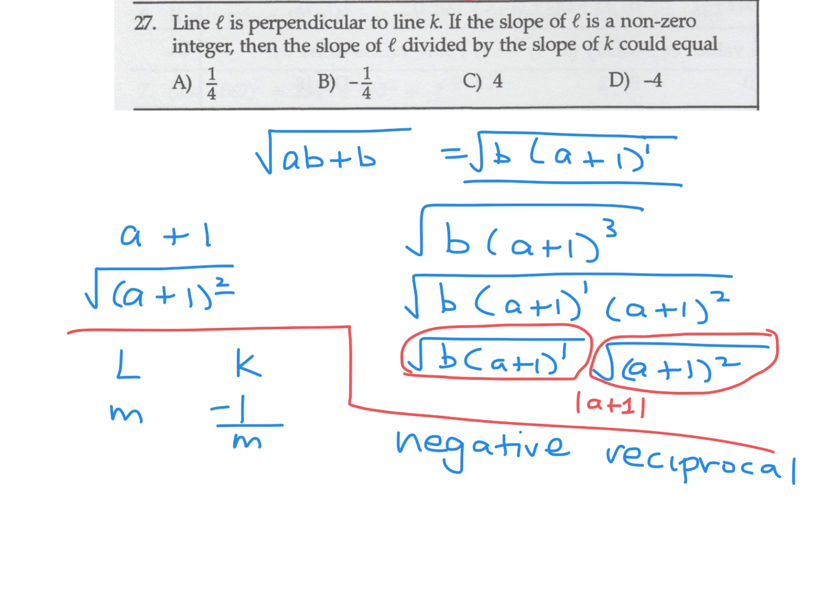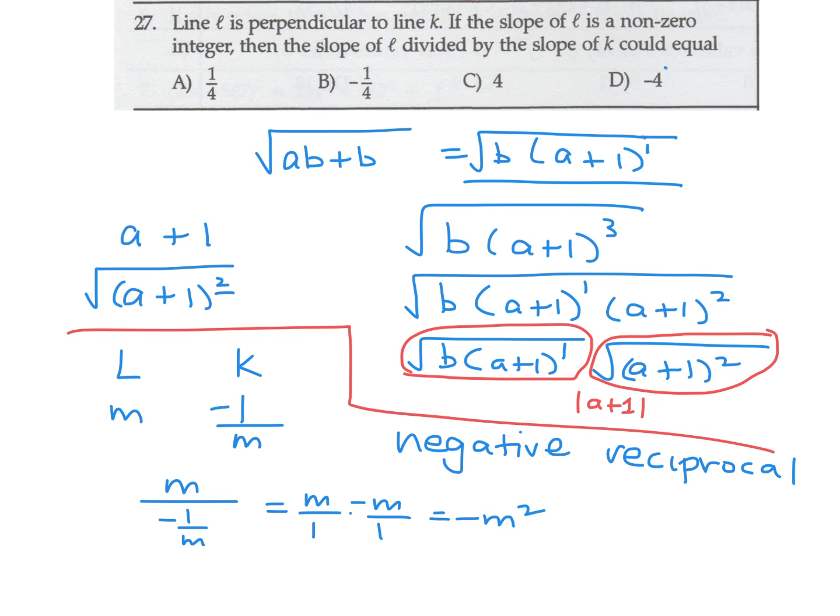So then what are they saying? The slope of L, which is M, divided by the slope of K: M over negative 1 over M, invert and multiply, negative M over 1, so that's negative M squared. Non-zero integer, so they don't tell us if it's positive or negative. But regardless, M squared will be positive, and then you put a negative out front.